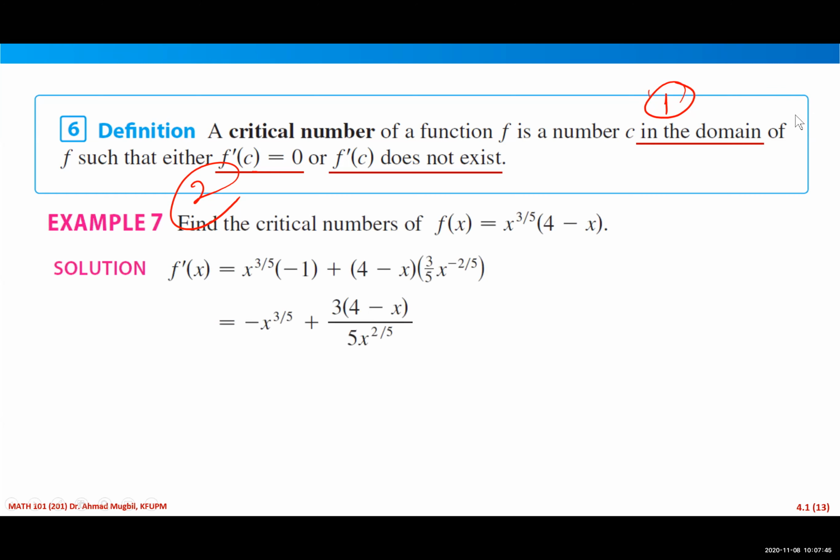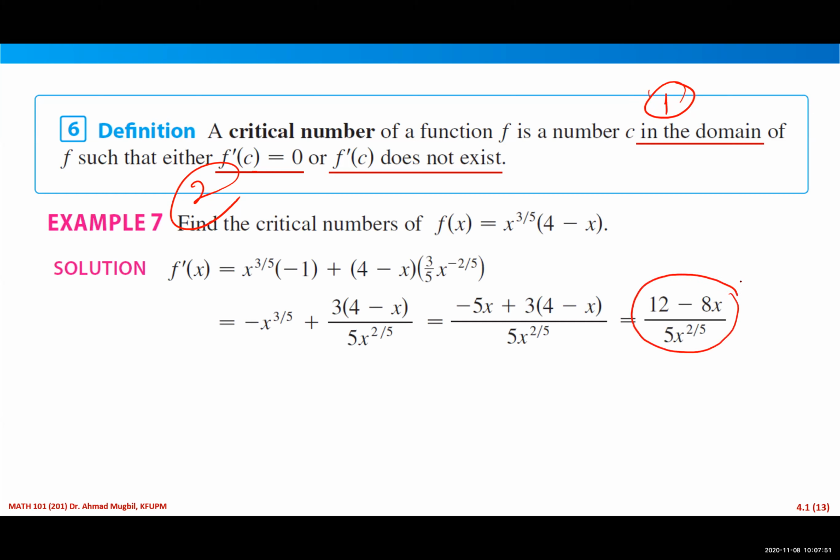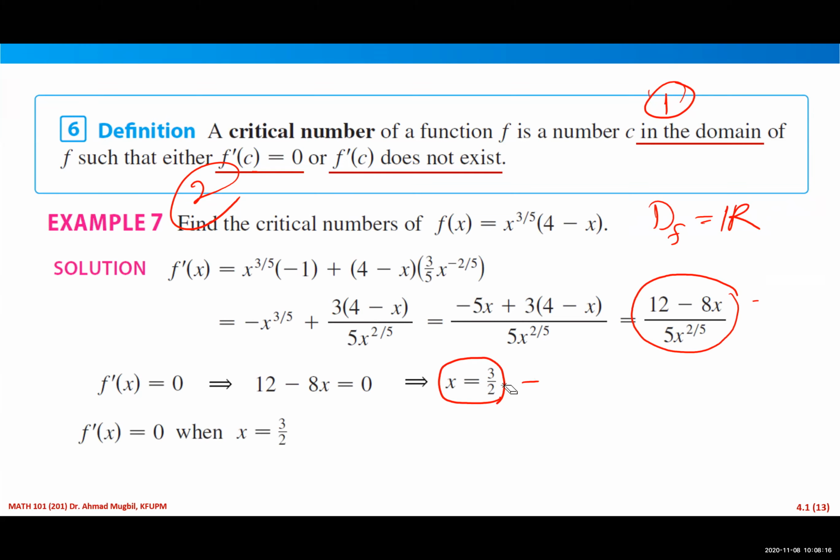And we had this example in the previous class, if you remember. We had the derivative in the simplest form. Now put it equal to 0 and solve the resulting equation, and you will have a solution for this equation. Check, is it in the domain? You know that the domain of this function is all the real numbers. It is not restricted. So it is in the domain, and because it is in the domain, it is a critical number.